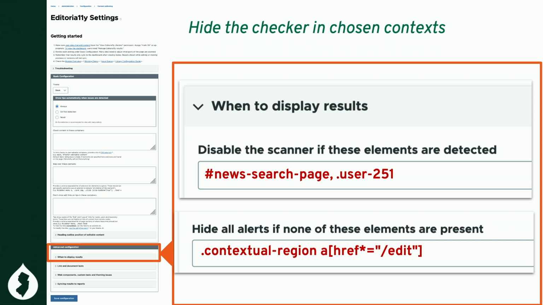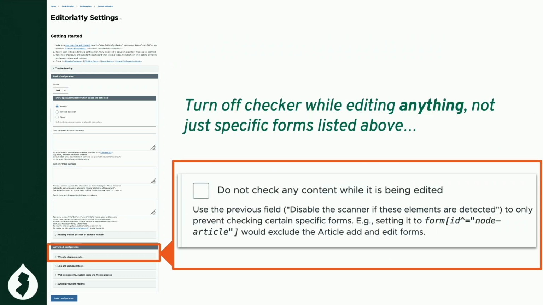You can also do this the other way around, like hide all alerts if something is not present. An example is the edit button for the page, which is in .contextual-region, and the href starts with /edit. If there's no edit link on the page, then don't show the checker. So you could write that and just globally disable it. Anyway, it's there if you want it.